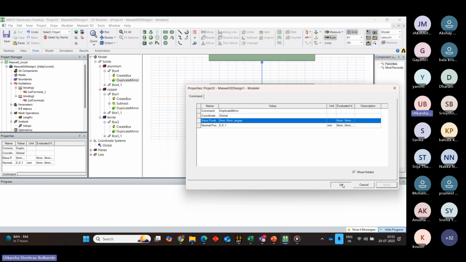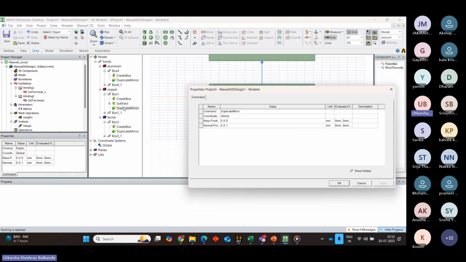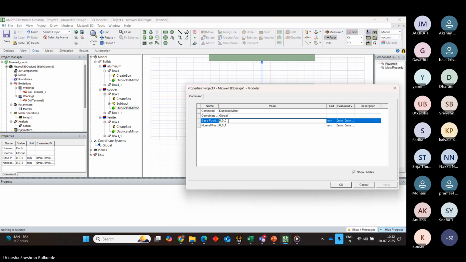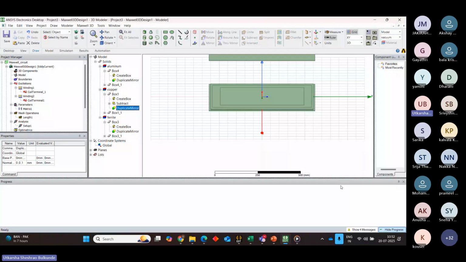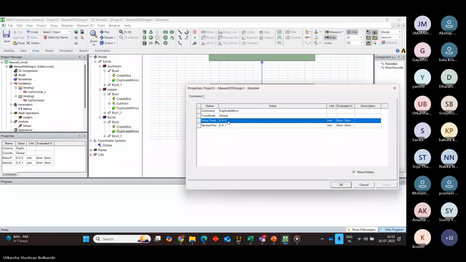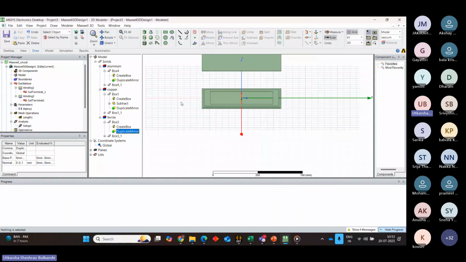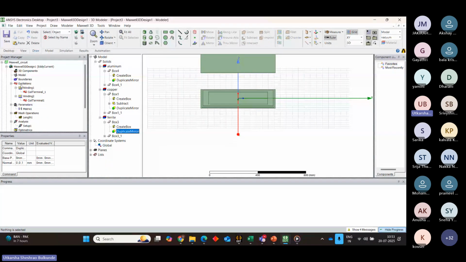Apply. Okay. For every other object, just change this. Okay. Fine. So now you have the transmitter and receiver coil.